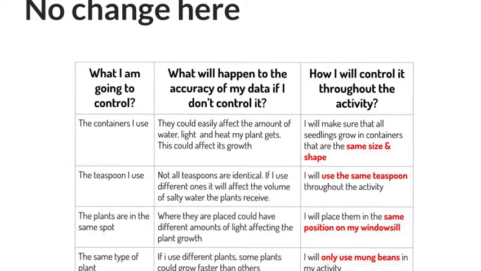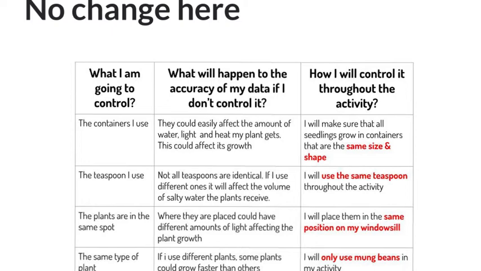Now the container can affect, in our case, as I've said here, the amount of light, heat or water my plant's getting, and that could affect its growth. So how I'm going to control it, I'm going to make sure that each one of my containers is exactly the same size and shape. Right? The red tells us what's actually going on.